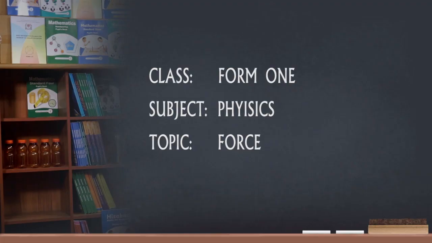Now, these are the questions. Number 1. Give the meaning of force. Number 2. Explain what happens when force is applied to A, a moving body, B, a stationary body. Number 3. State the SI unit of force. And 4. Write the instrument used to measure force.